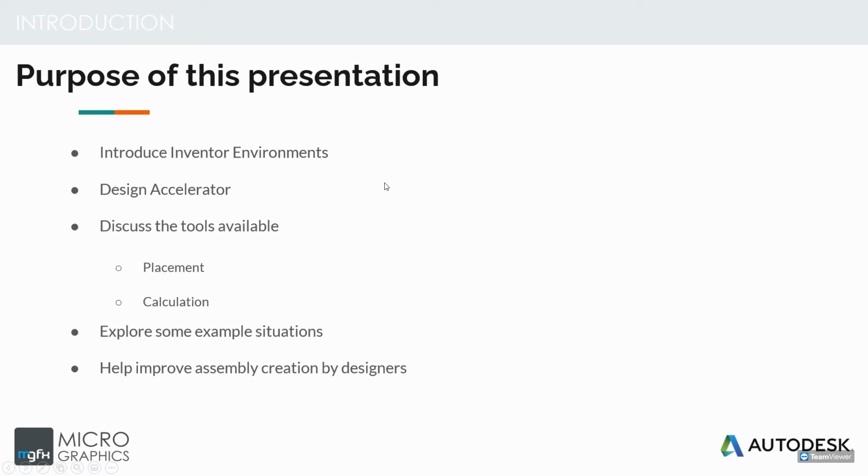To summarize, I would like to introduce new users to the design accelerator. Then I'm going to discuss the tools available, namely what aspects they cover, for example gears, shafts, bearings and bolts, and you'll see later on that they are nicely categorized by type. Then we're also going to discuss how they differ, because some of them can be used just for placement, or you can use them for placement and calculation. So you can have different requirements.